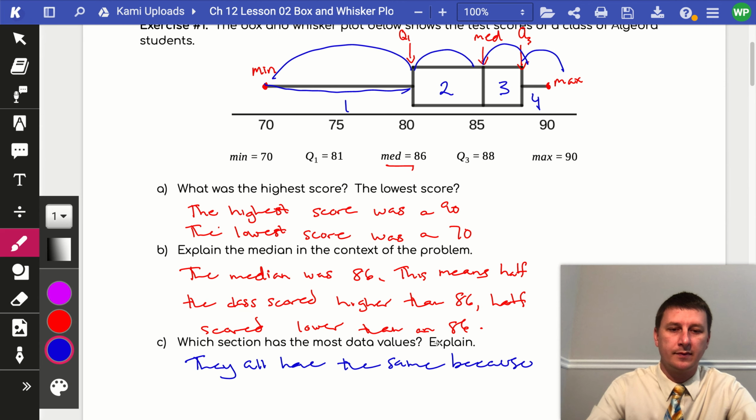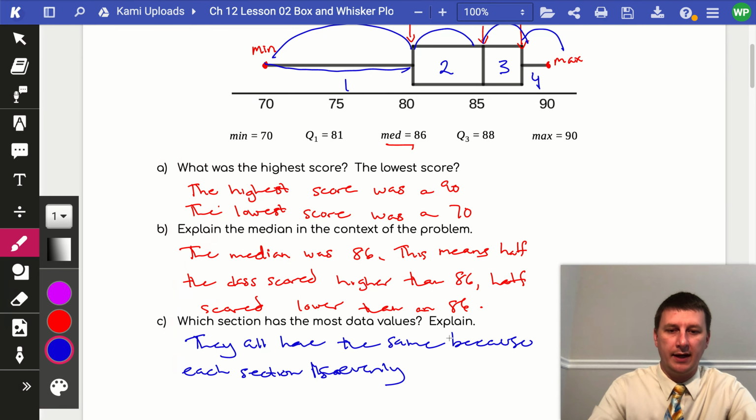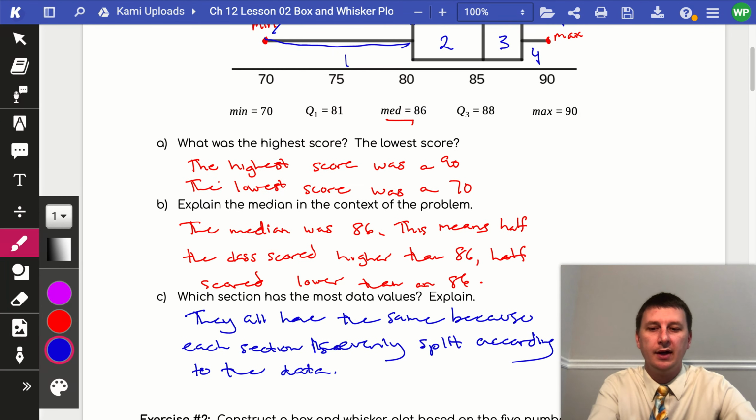Because each section is evenly, excuse my handwriting, split according to the data. And again, if you wanted to write that in section 1, the reason why it's larger is because those numbers are just more spread out, that's perfectly okay to write as well.